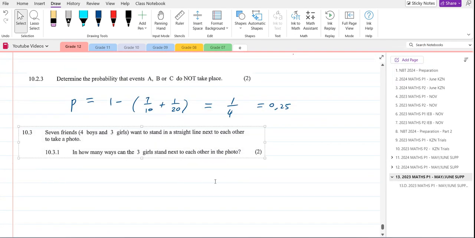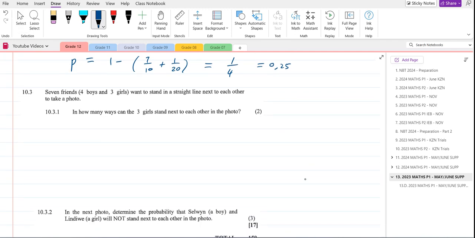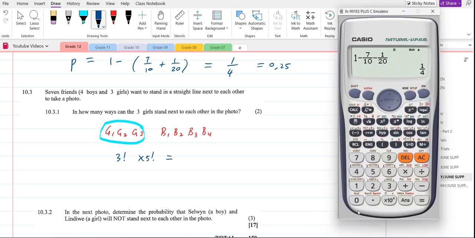So what we have here is 7 friends. 4 boys and 3 girls want to stand in a straight line next to each other to take a photo. In how many ways can the 3 girls stand next to each other in the photo? So the 3 girls need to be together. So girl 1, girl 2, girl 3, and you got boy 1, boy 2, boy 3, and boy 4. We're going to group the girls up because they want to stand together. So that's basically 3 factorial, and we're going to take them as a single entity because they can move in between. So 1, 2, 3, 4, 5, so times 5 factorial. Simple, right? So in how many ways? 3 factorial times 5 factorial, we're getting 720 ways.